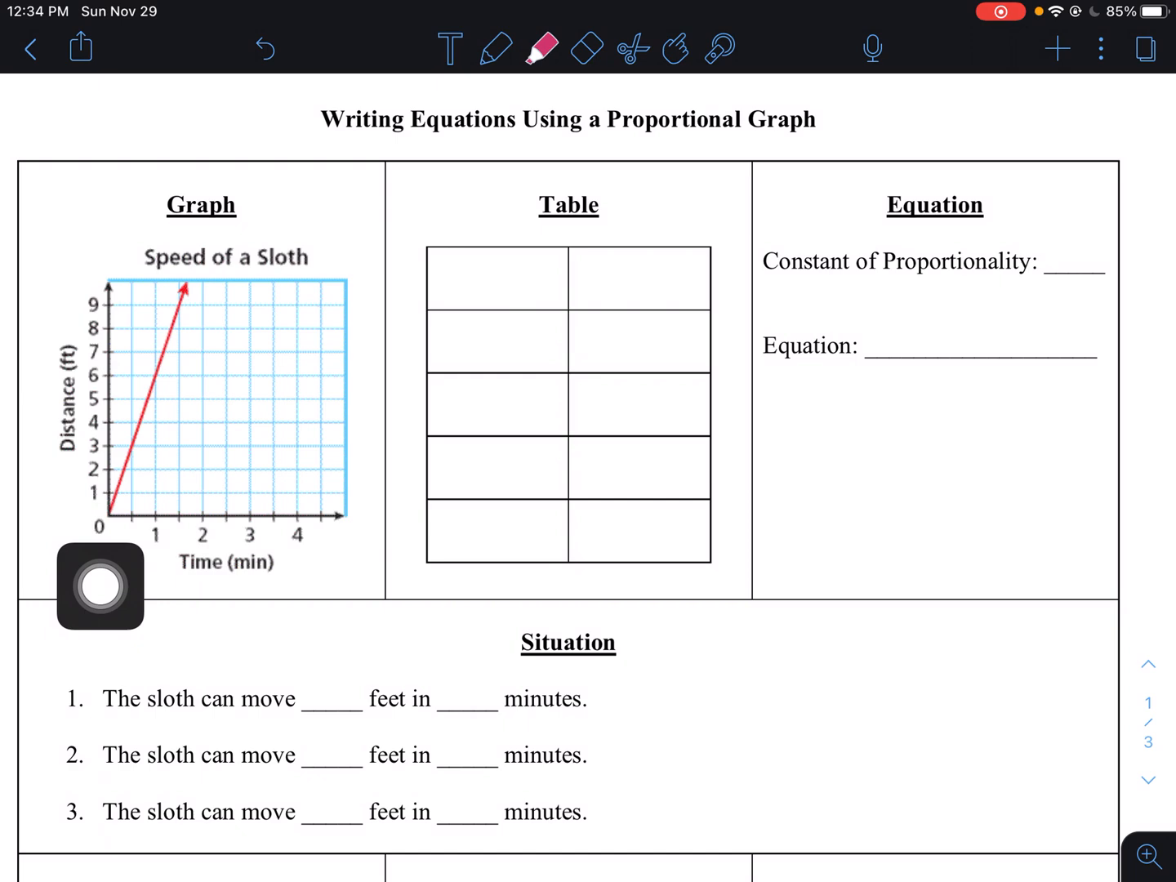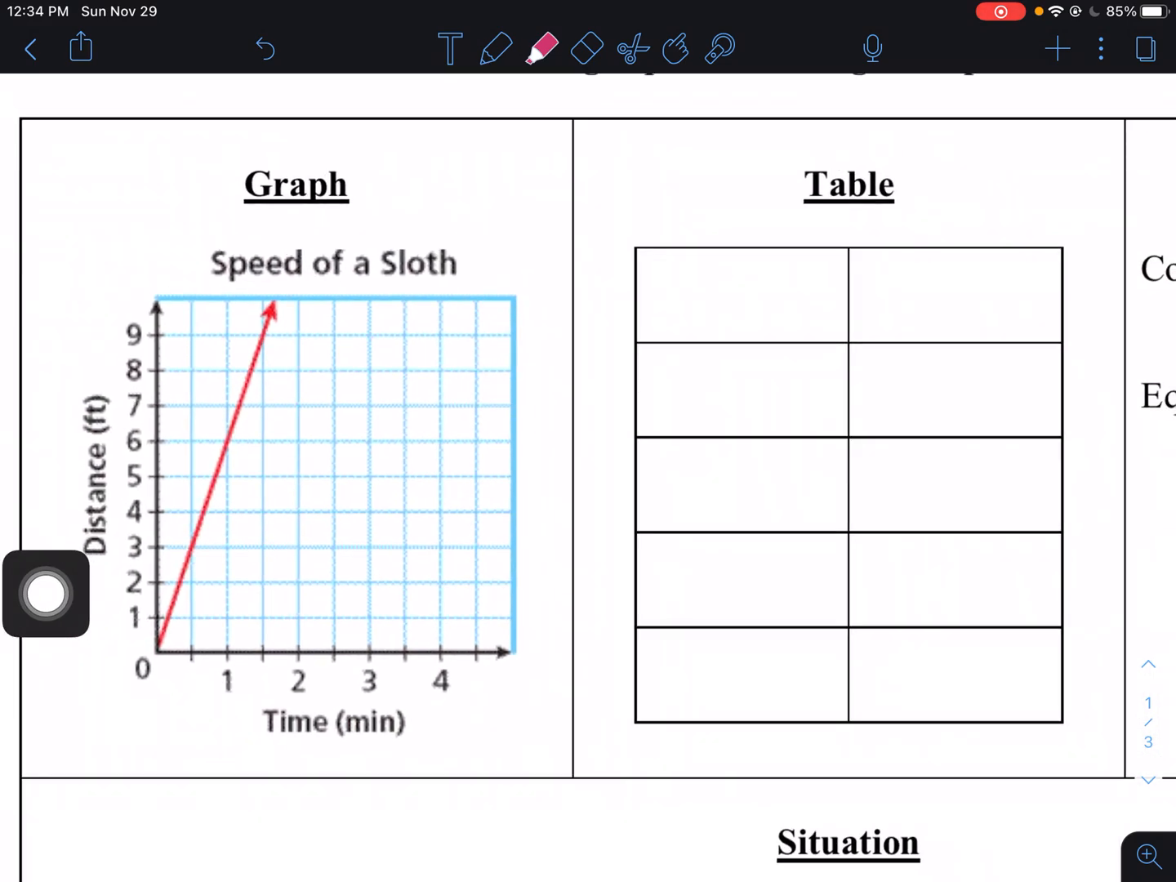So we're going to work today on creating a table from the graph, an equation from the graph, and then we're going to write some stuff about our situation from the graph. So basically what the graph is even talking about and what we can learn from the graph. So let's start by just figuring out what this graph is talking about.